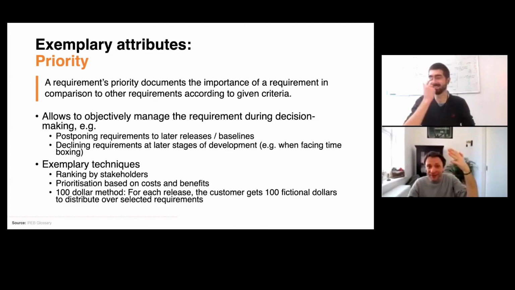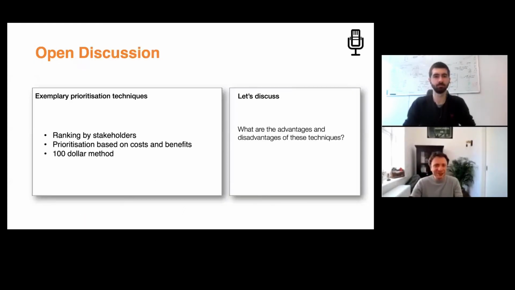Now, whatever technique you use, there's always some benefits and always some drawbacks and difficulties. So let's discuss these advantages and disadvantages for the mentioned techniques just to get a feeling for those techniques. Now, ranking by stakeholders, what do you think? What is the advantage of not me doing the prioritization, but having my customer prioritize my requirement? What do you think? What is the advantage of this?